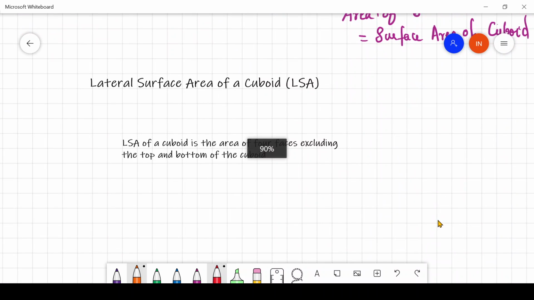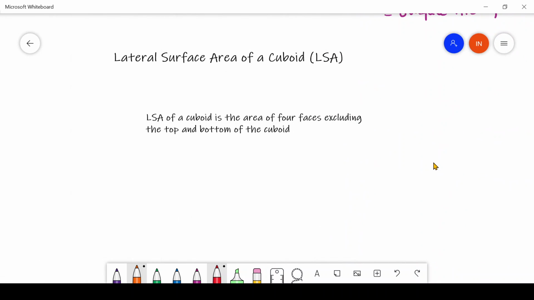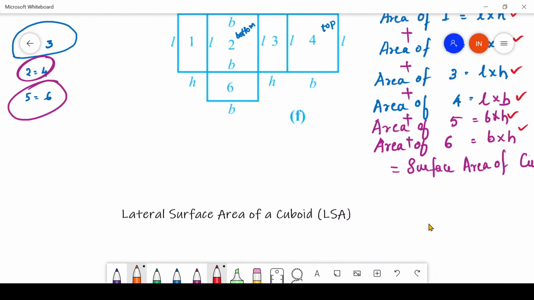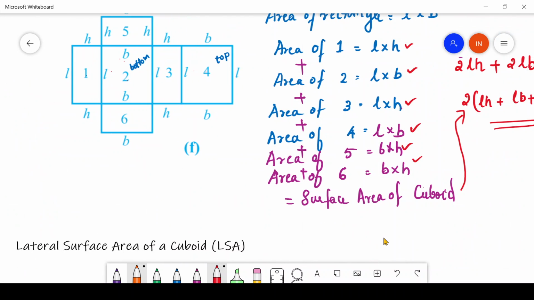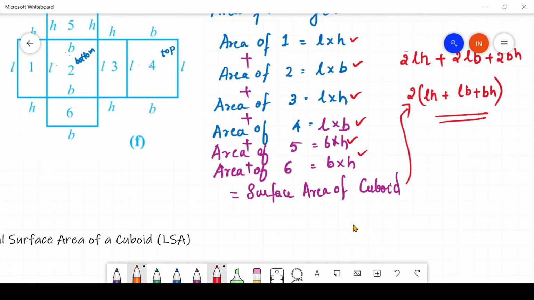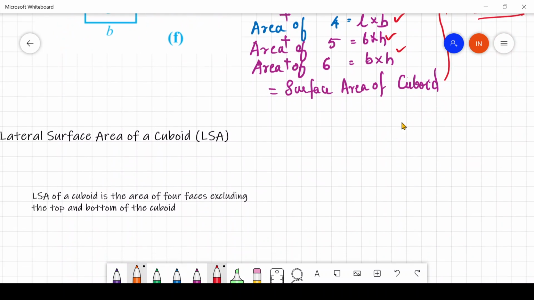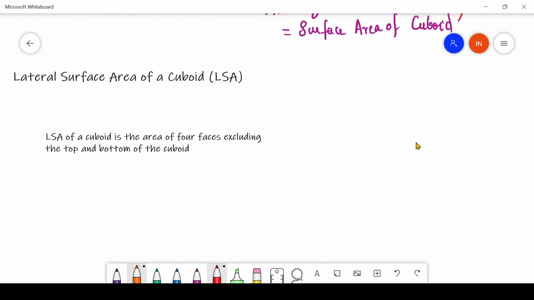Lateral surface area of a cuboid can be obtained by excluding the top and the bottom of the cuboid. So in the previous figure, the top and the bottom we have got as length into breadth, right? The second and fourth faces have the same measurement, as we have discussed. The top and the bottom means the L into B. So we have to remove that L into B from the total surface area, right? So we got the total surface area.